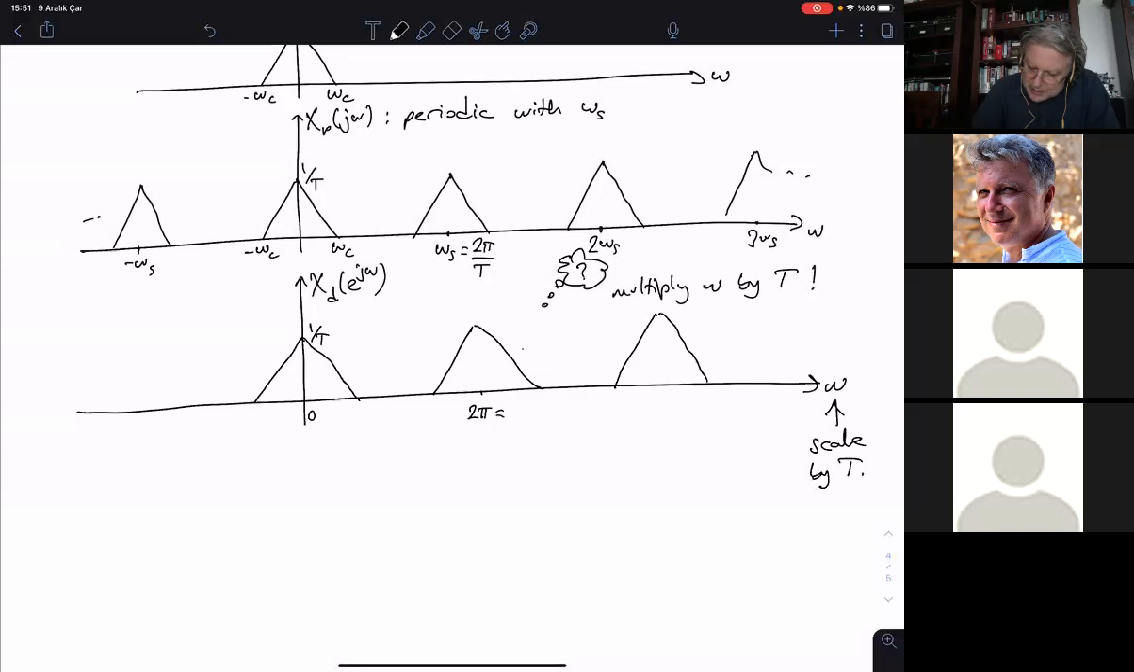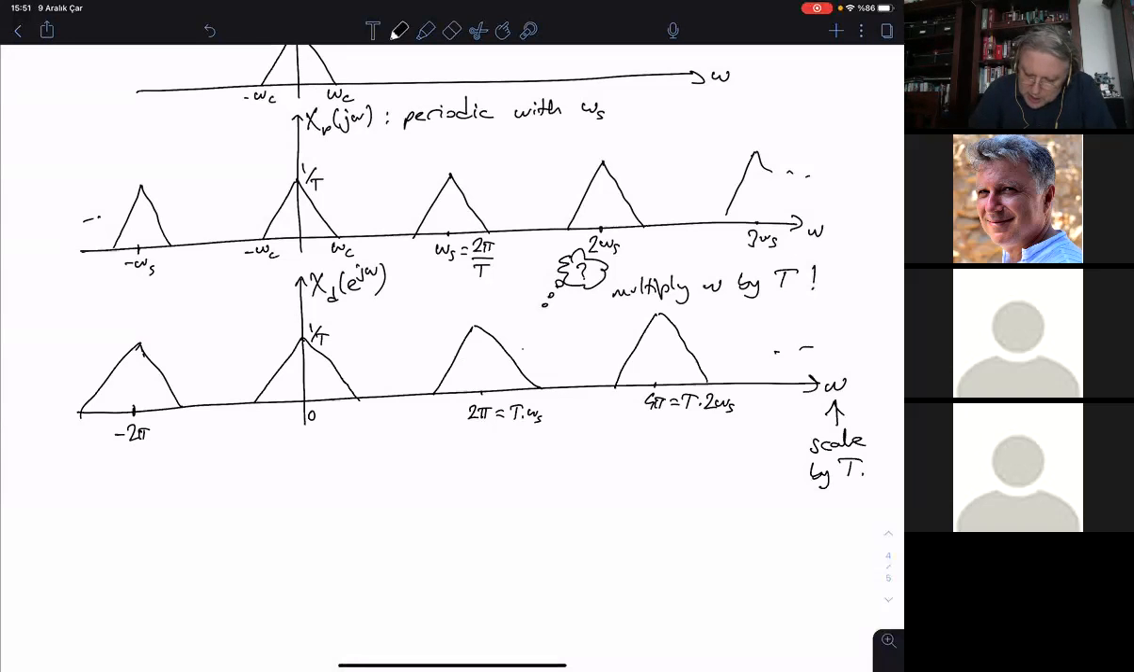because 2π is capital T times ω_s, okay? This is 4π, which is capital T times 2ω_s, okay? And this is minus 2π. Something like this happens.